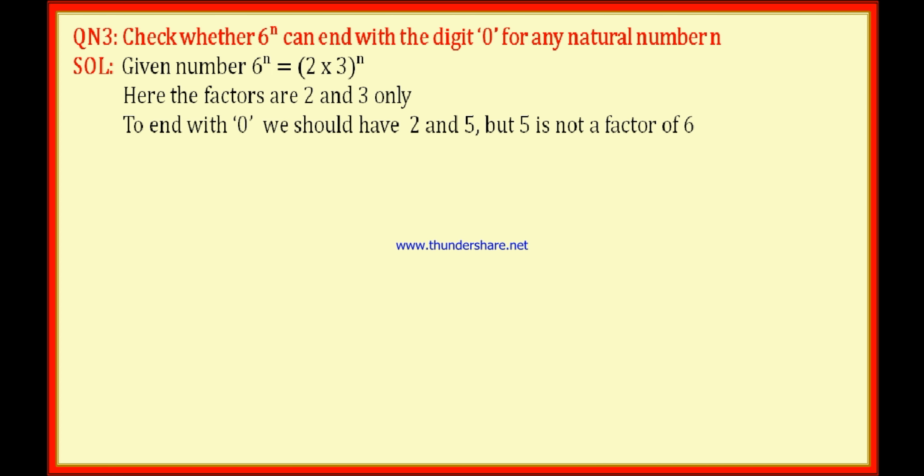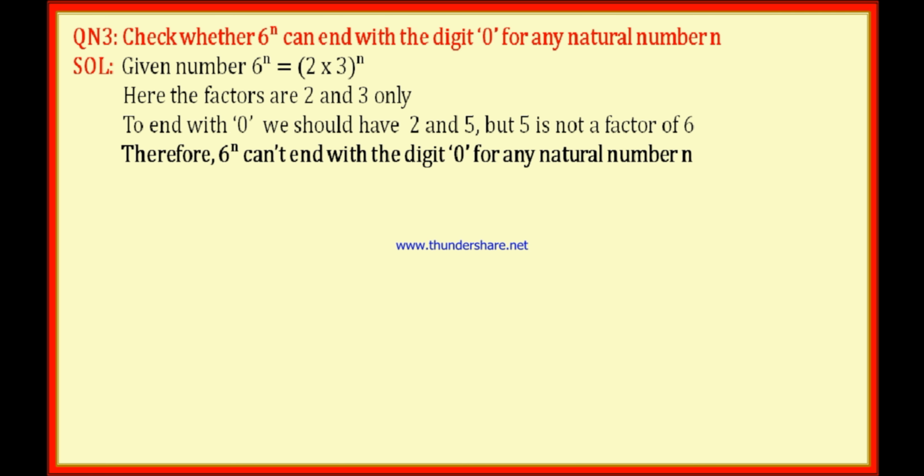But here in 6, the factors are 2 and 3. 5 is not a factor of 6. Since 5 is not a factor, 2 and 5 are not both there, so it does not end with 0. To end with 0, we should have 2 and 5. But 5 is not a factor of 6. Therefore, 6 power n can't end with the digit 0 for any natural number n.